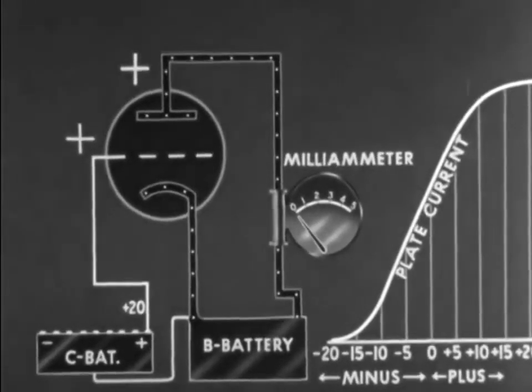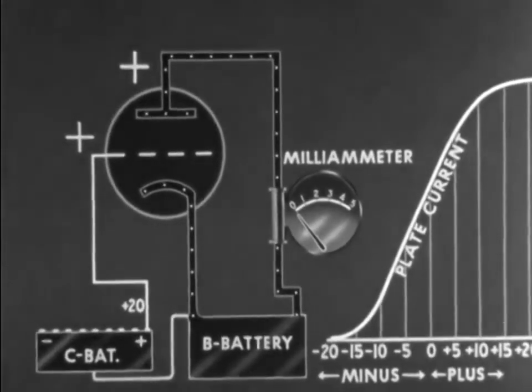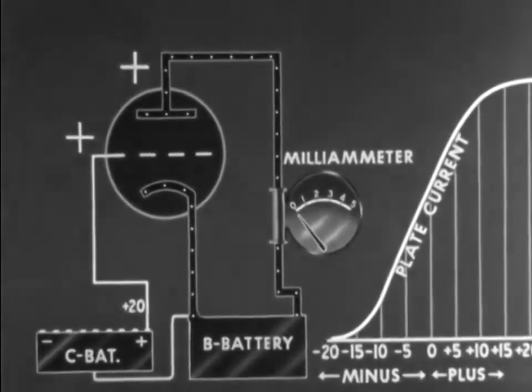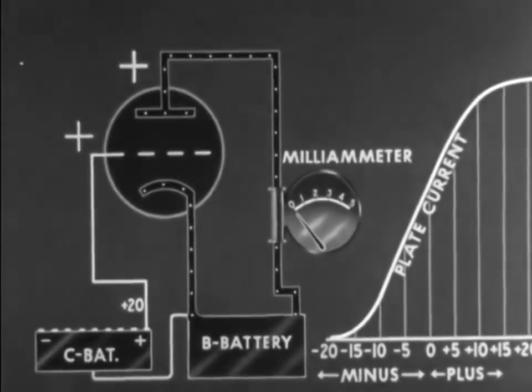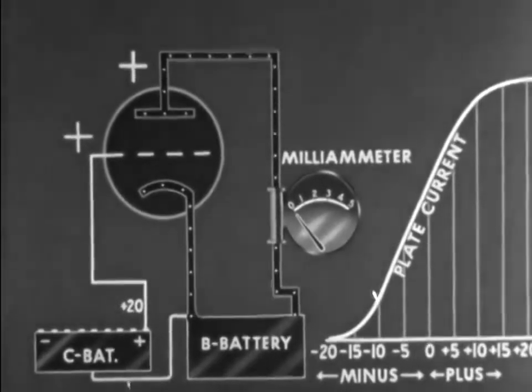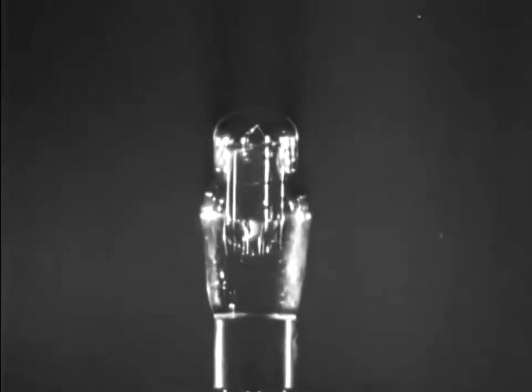A narrow range of grid voltage is thus seen to control the entire output of the tube, extending from zero plate current to the tube's maximum output. This is why the grid is called the control grid. The controlling action of a radio tube results in the tube often being referred to as a valve.